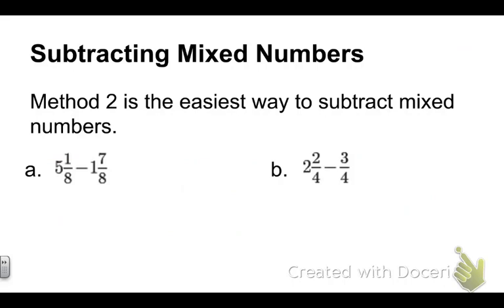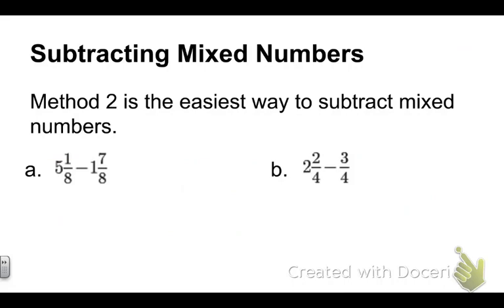If I did 5 minus 1 and got 4, great. But then I've got 1/8 minus 7/8. Now I can't do that anymore. Then I've got to borrow from the whole number and then add the 8/8 to the 1/8, and it's a little trickier. It might just be easier to do method 2. Just change them to improper fractions and then multiply.